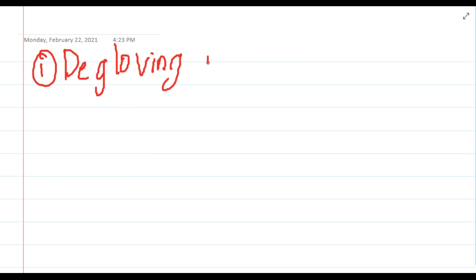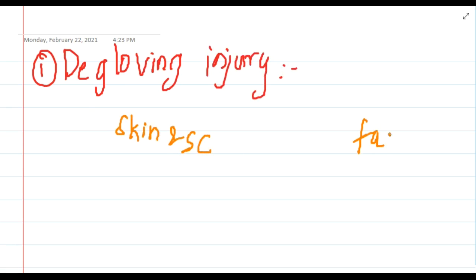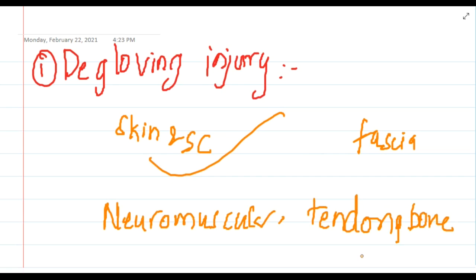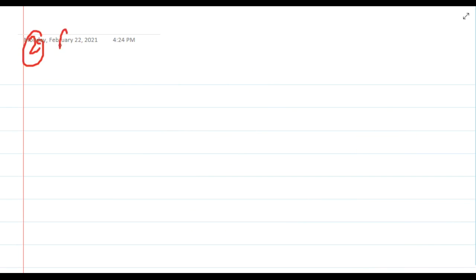So we will see the classification of the chronic wounds. First type of chronic wound is the degloving wound or degloving injury. Here there is avulsion of skin and subcutaneous tissue from the underlying fascia. So as a result, you will see exposure of neurovascular structures, tendon and bone are exposed in this degloving injury.